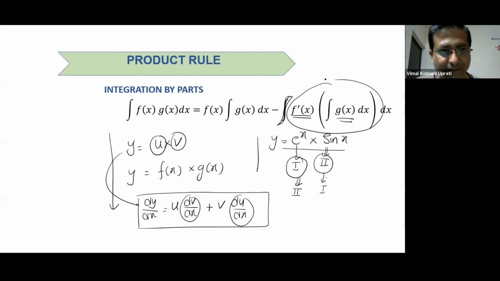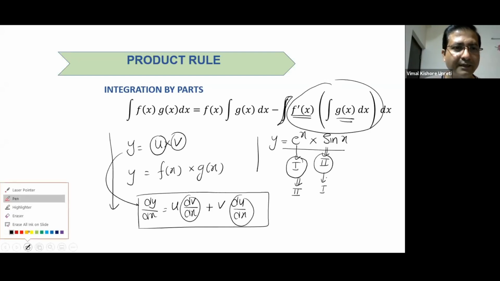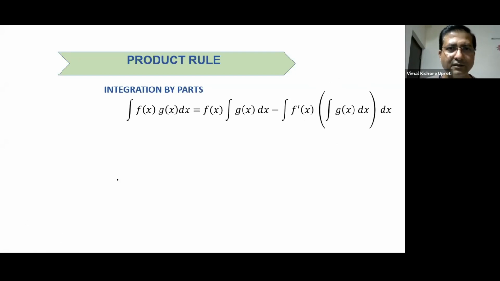Don't look at the length of the expression. I'll make you understand the formula, right? We have the differentiation of two functions in product form, and we have an integration formula for the product of two functions, f(x) into g(x). These are two different functions. This method is called by parts. The integration of two functions in multiplication form is called by parts, right? This is the name.